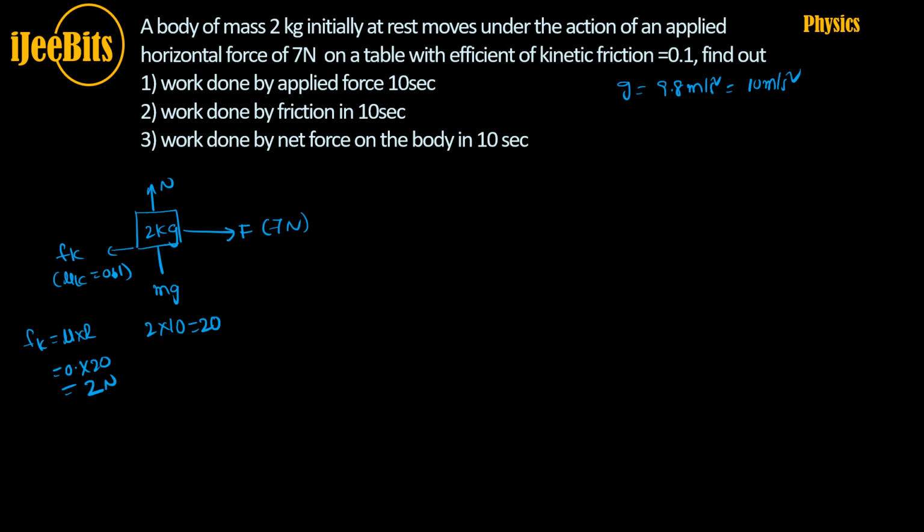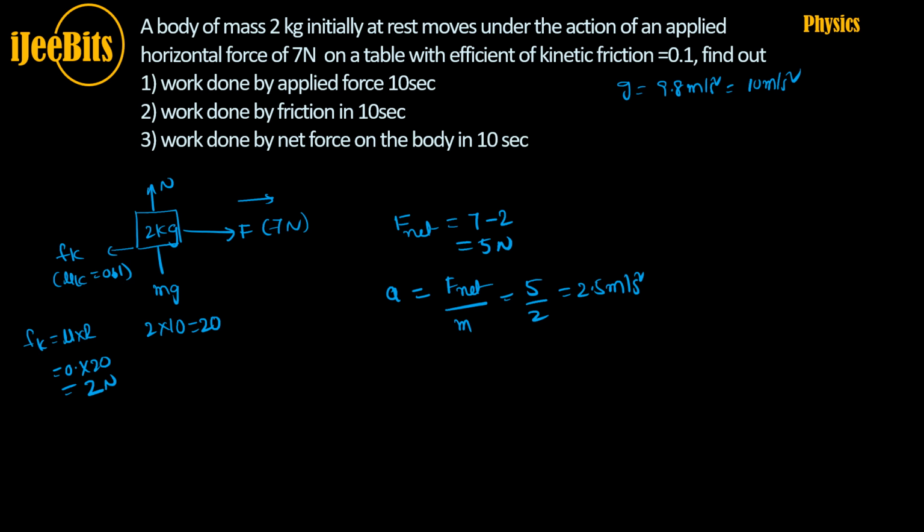So now we know the net force in the direction of motion of the body. Net force would be 7 minus 2, which is equal to 5 newtons. Okay, so what is needed for us? Work done, W equals F into S. We have F, but the net acceleration is what is needed. So net acceleration a equals F net divided by mass, so 5 by 2, which is 2.5 meters per second square. Agree?